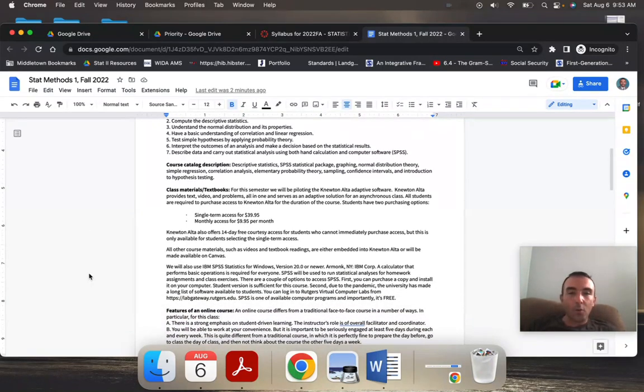For our asynchronous course, we will not have a formal textbook. Instead, we will be using the online Newton Alta adaptive software. The nice part about using the software is that it works with you. So if you're having any trouble with a question, there are a suite of scaffolds embedded, and it will also back up a little bit in case it seems you might be missing some background information or just need a quick refresher.